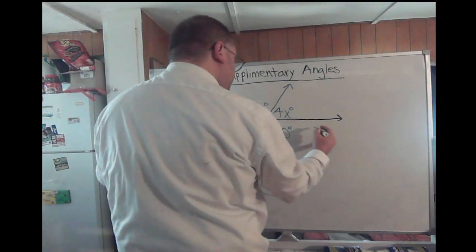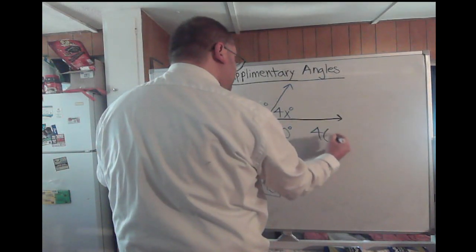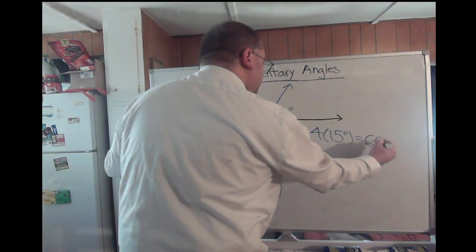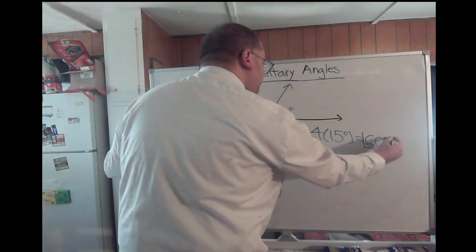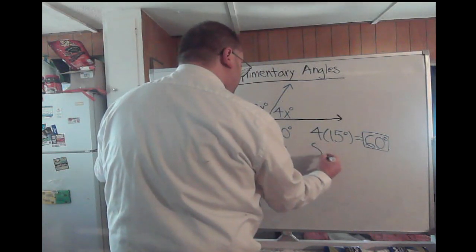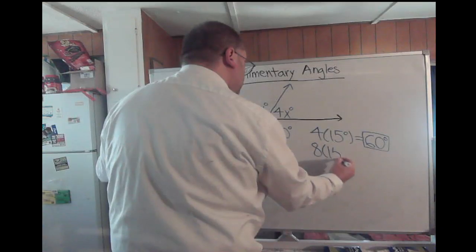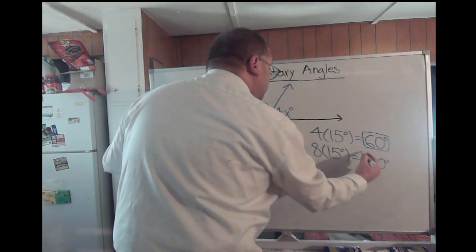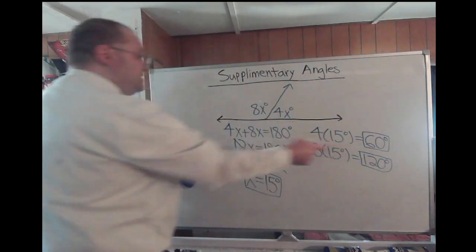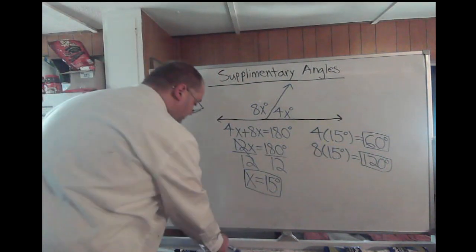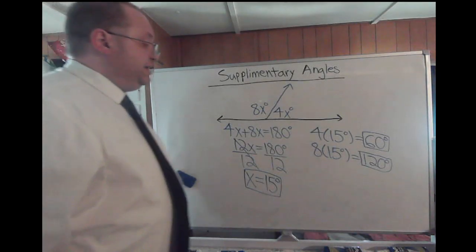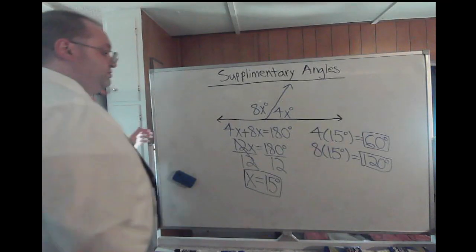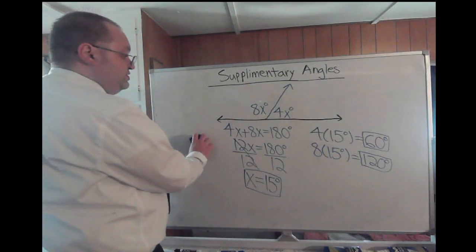So what you've got to do is take first the 4 times 15 degrees. You would get 60 degrees for one, which would have to mean that 8 times 15 would equal 120 degrees. So your two angles here are 60 and 120. That makes sense because 60 plus 120 equals 180. So, those are supplementary angles.